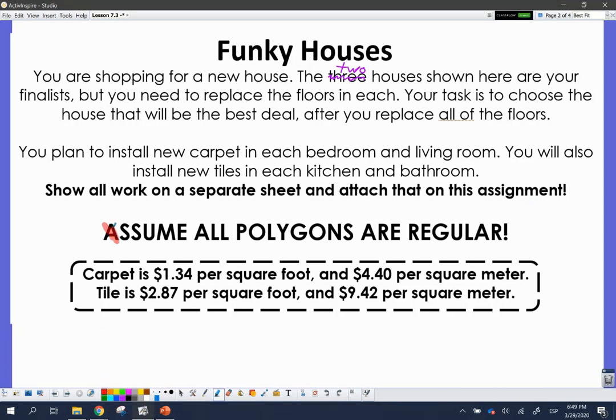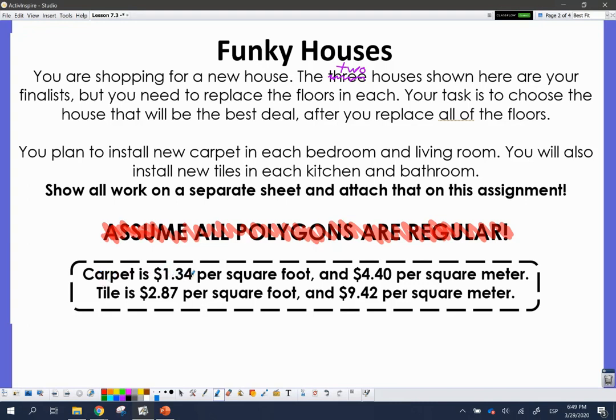So here's a key piece of information that you're going to use. In our blueprints, you're going to see some polygons, some shapes. They are regular. Remember that regular means that all sides are congruent and all angles are congruent. So all of the sides in our shapes are going to be congruent. Keep that in mind. Now let's take a look at what it says down here.